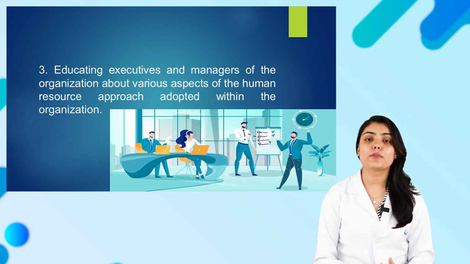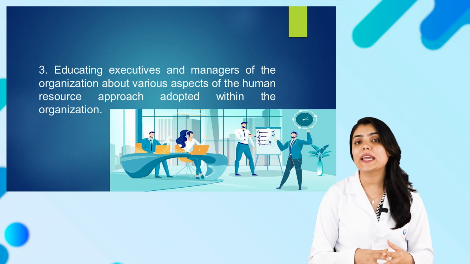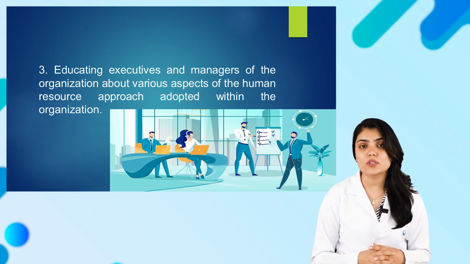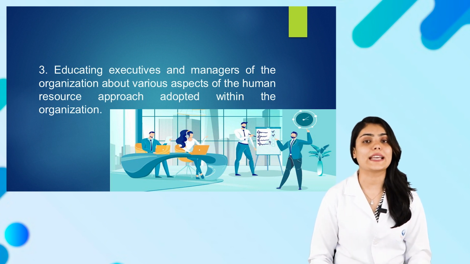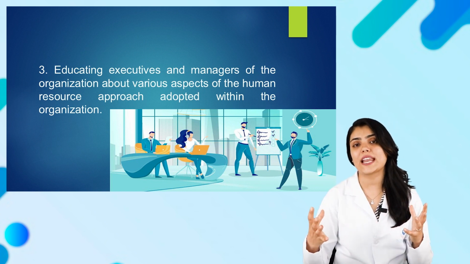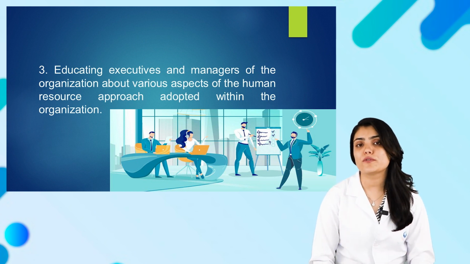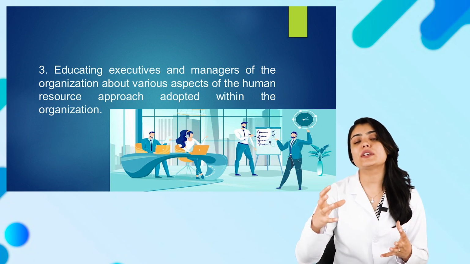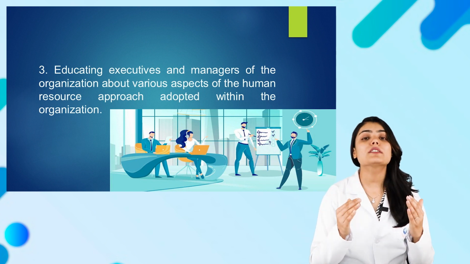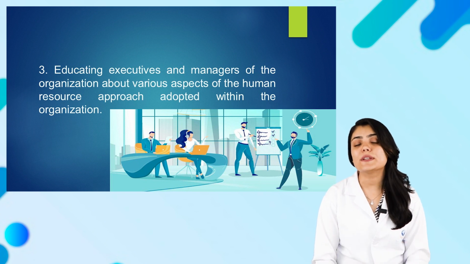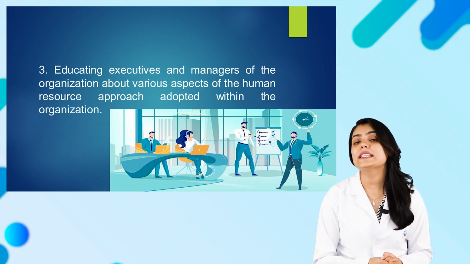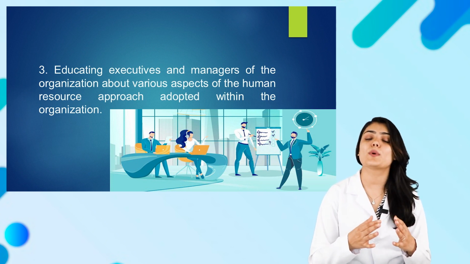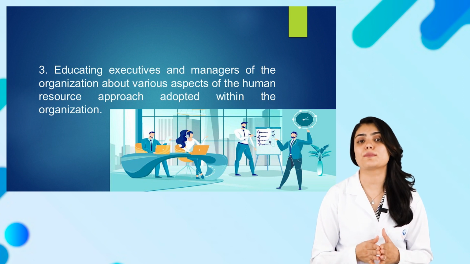Another important function of human resource management is to educate the executives and the managers about various human resource approaches that are adopted within the organization. As I told, every different organization has their own human resource philosophy, they have their own beliefs and assumptions. Therefore, the executives who are working in the top tier must be aware of the philosophy that is adopted in the organization, and educating them about the human resource approaches that are adopted within the organization is one of the major functions of human resource management.